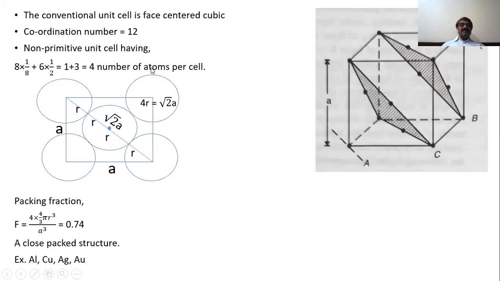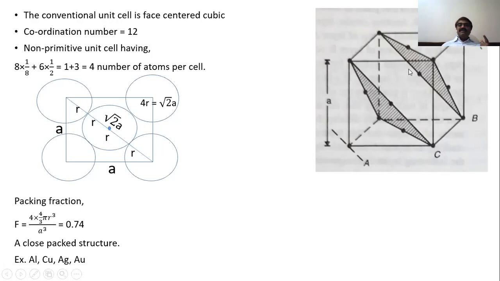The only important thing is how many atoms are in the unit cell. You will find that there are 8 corner atoms, each shared by 8 unit cells. So this single atom is shared by 8 unit cells, which means 1 into 1 by 8 is the share of this unit cell. How many are there? 1 into 1 by 8, 8 times. So this is simply 8 into 1 by 8.